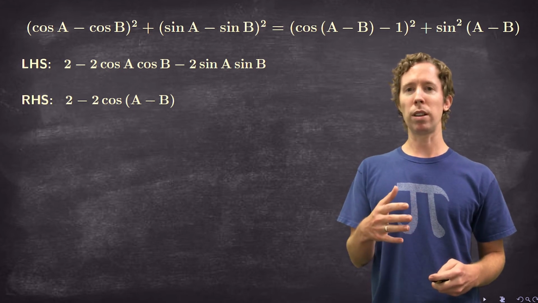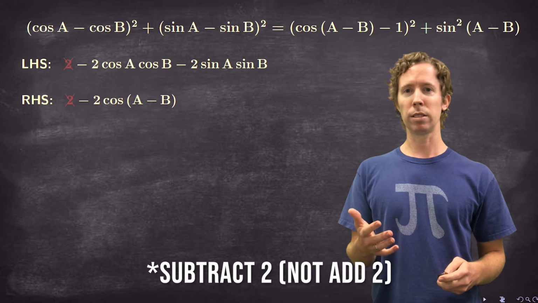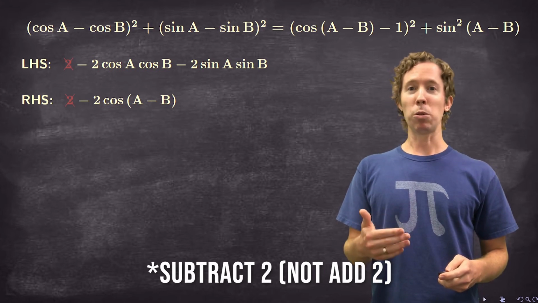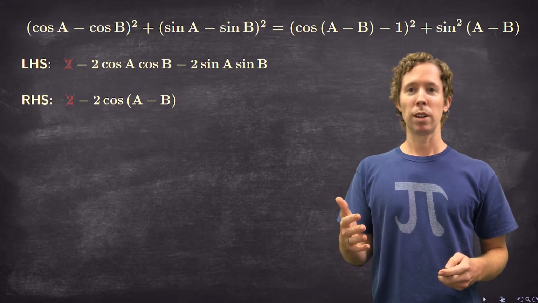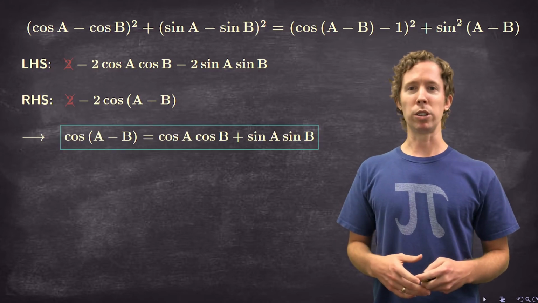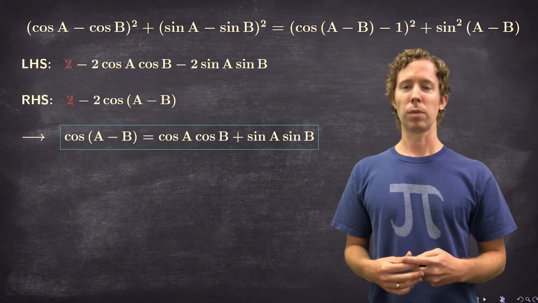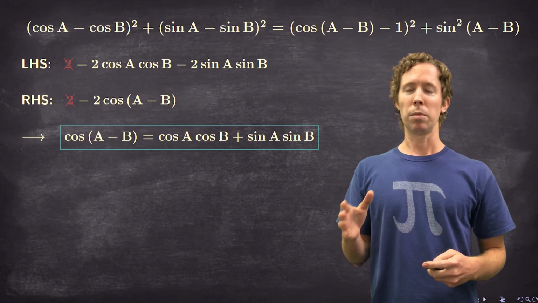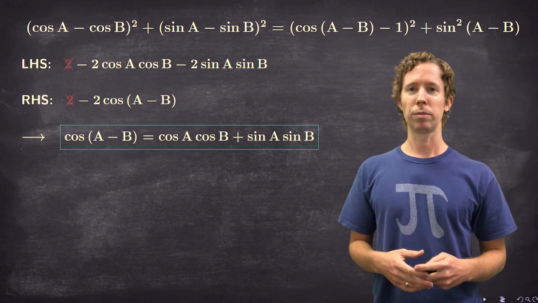So to simplify the equation, we can add 2 to both sides. And now we'll just divide everything by negative 2. And that gives us this nice equation for cosine of A minus B. Cosine A cosine B plus sine A sine B.